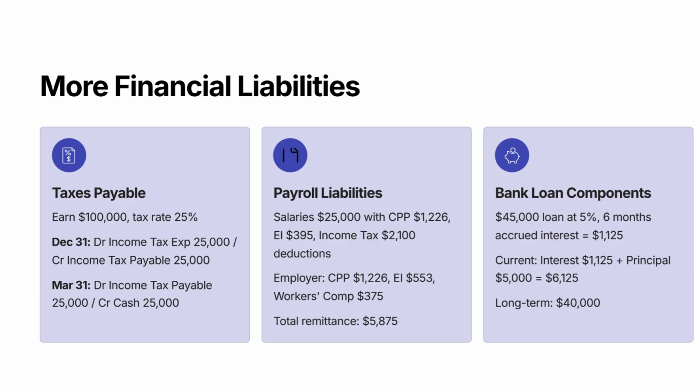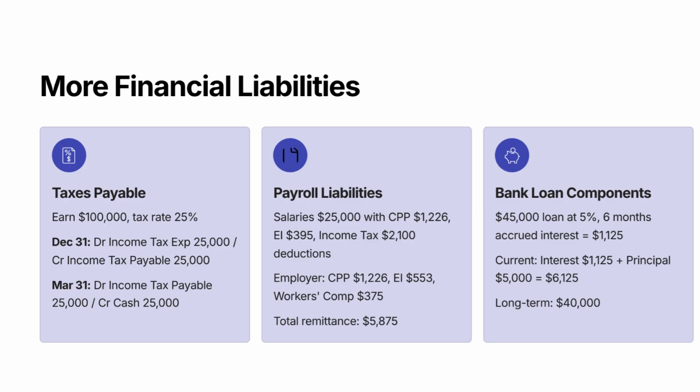Loan of $45,000 at 5%. 6 months of accrued interest equals $1,125. Current portion of principal equals $5,000. Statement of financial position shows interest payable, $1,125 plus current portion $5,000. Total current $6,125. Long-term portion equals $40,000.